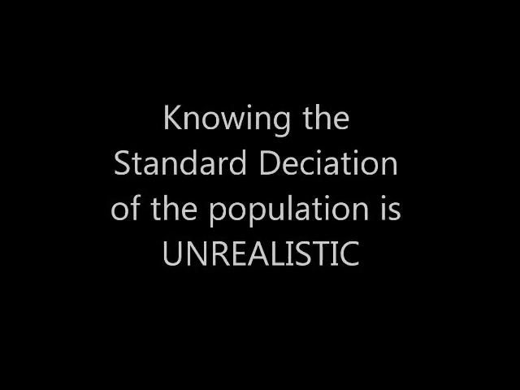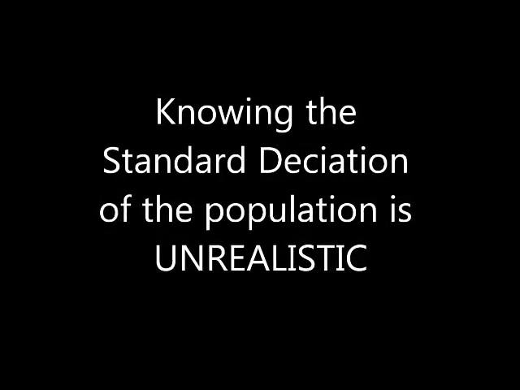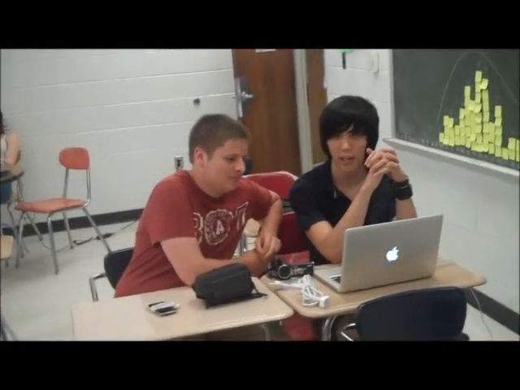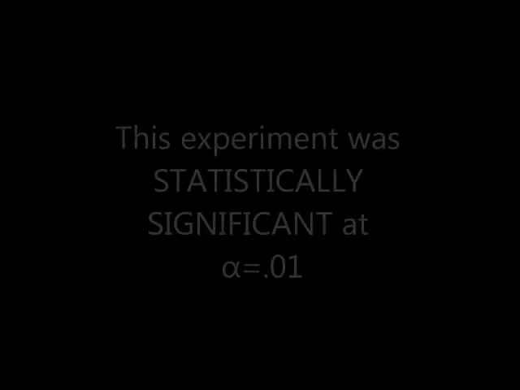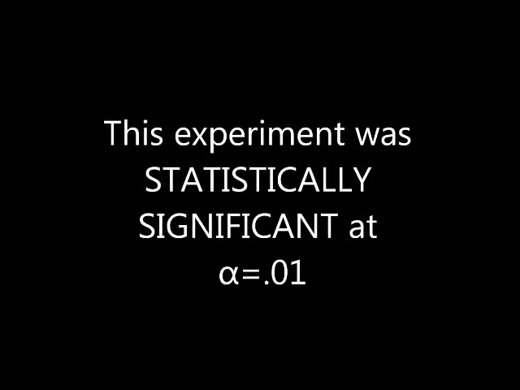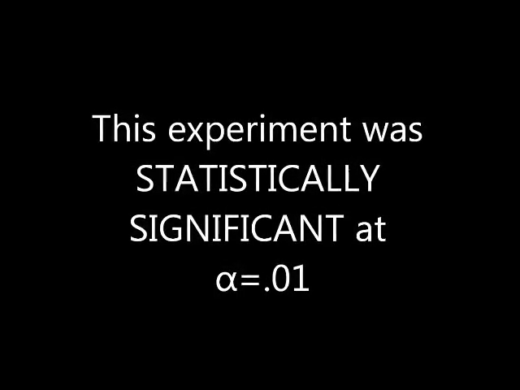A word of warning, knowing the standard deviation of the population is unrealistic. Alpha can be set at really any number. 0.05 is most often used, but you can use 0.10, 0.05, 0.01, 0.001, 0.00001, and, well, the list goes on. And Adam agrees. This experiment was statistically significant at alpha equals 0.01.